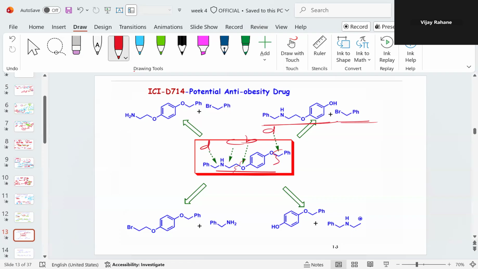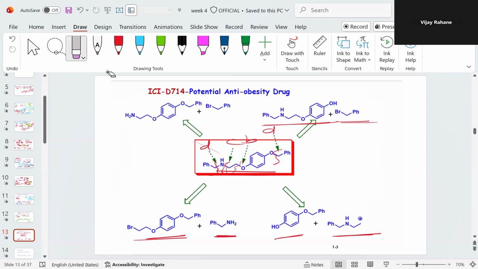So what can we get? We can get this part plus this part. Further, we can do the disconnection here, so we can get PhCH2NH2 plus this another part, or we can also do the disconnection here, so we get the entire amine plus this PhCH2Br part. So there are various possible disconnections for this molecule. You can just note down how we did the disconnection in this molecule.